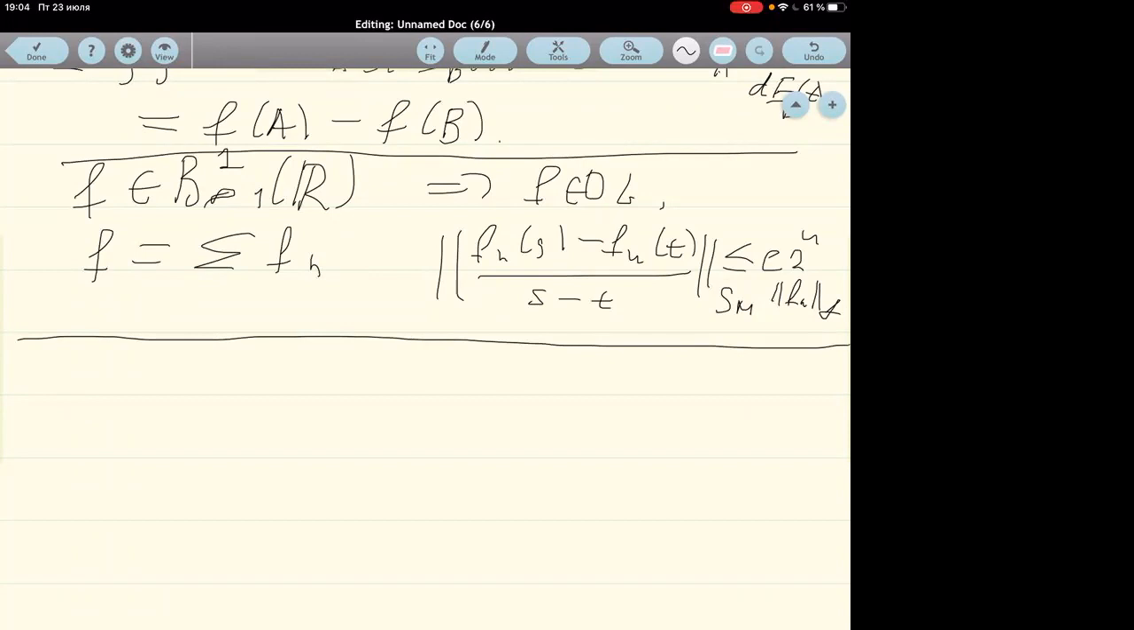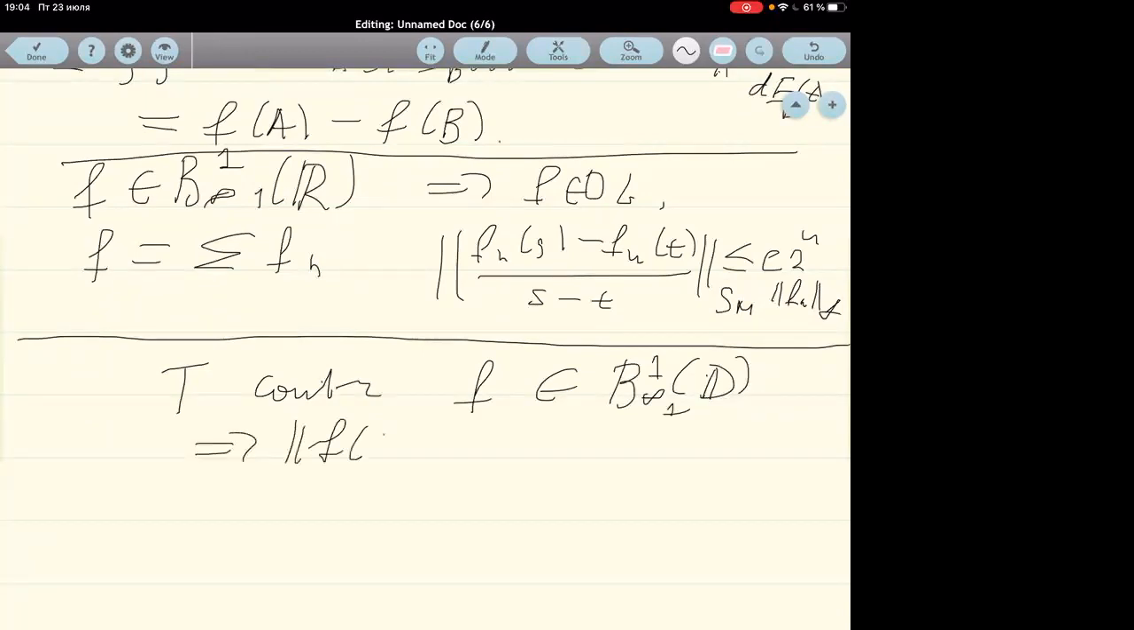Several years ago, I proved similar results for functions of contractions. If T is a contraction and f is analytic in the Besov space, then the norm of f of T1 minus f of T2 is less than or equal to a constant times the norm of T1 minus T2.